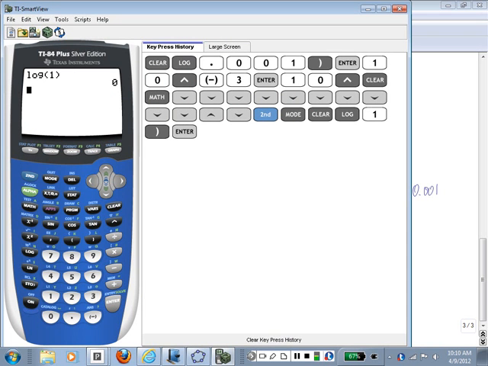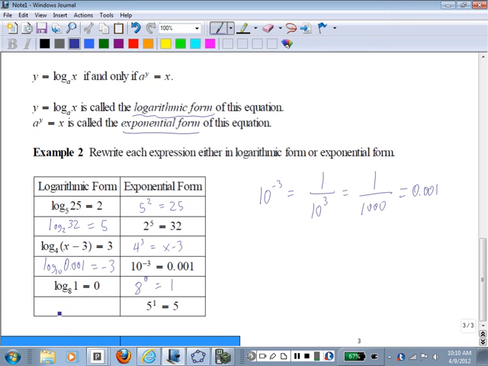So for any of the bases that are allowed, basically the base of a logarithm has to be positive, and it cannot equal 1, the same as the bases we use for our exponential functions. Log to any base of 1 always equals 0. For example, log base 9 of 1 equals 0. Log base 13 of 1 equals 0. Because 9 to the 0 equals 1, and 13 to the 0 equals 1. That's the reasoning there.